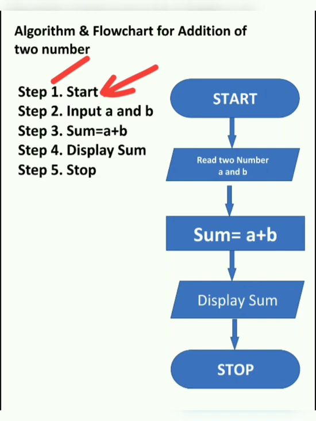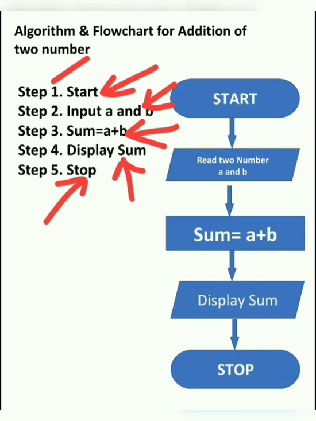The first step is start, then this is input. If you want to make an algorithm for addition of two numbers, then what is the input? Two numbers A and B. Then this is your process, this is your output, and this is the last step, stop. Now convert this algorithm into a flowchart.